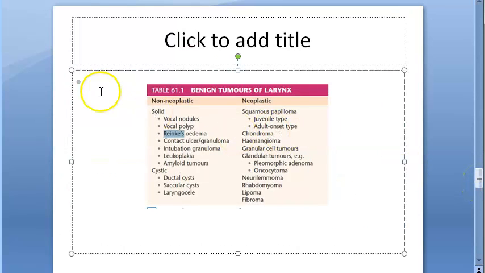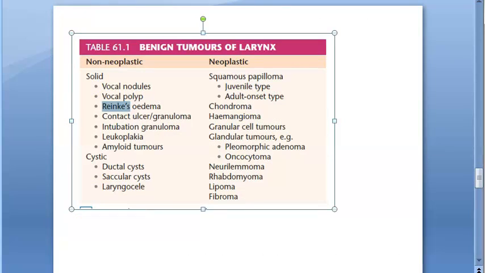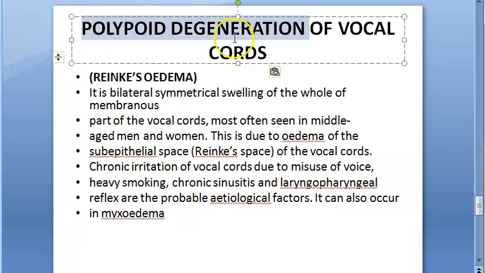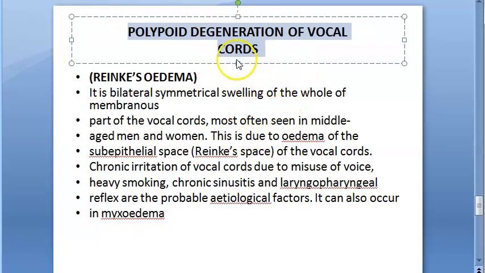Bilateral condition. So basically when you come to benign tumors of larynx, you will see that this Reinke's edema, they're telling that it is a non-neoplastic condition. Okay. So that's all you need to know. Let us say it is a non-neoplastic condition. So because of the Reinke's edema, what will happen? There will be polypoid degeneration of vocal cords.